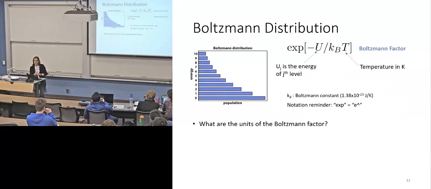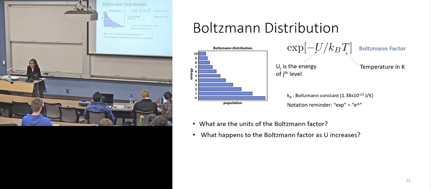What are the units of the Boltzmann factor? There are none. That is correct. What are the units of, say, U? Joules. What are the units of kB? Joules over Kelvin, and we're multiplying by Kelvin on the bottom. So the temperature drops out, then joules over joules drops out, and it is unitless.